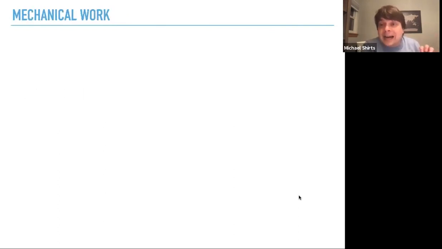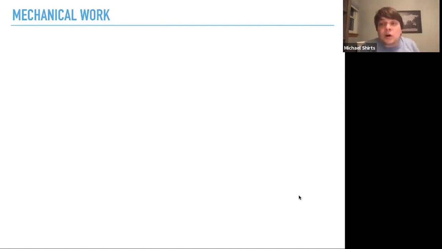We need to look at how we quantify the work transferred. We want to quantify the work. The work is a measure of energy transferred. So work is energy transferred. You don't transfer work, you have work. And that work represents a transfer of energy from system to surroundings or vice versa.